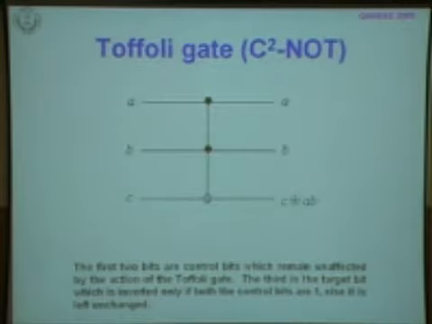This is a 3-qubit gate, controlled-controlled NOT. The first 2 bits are control qubits, which remain, and the last one is the target qubit. The first 2 remain unaffected. You get them as such. The last one is flipped if both A and B are 1. Else it is left unchanged.